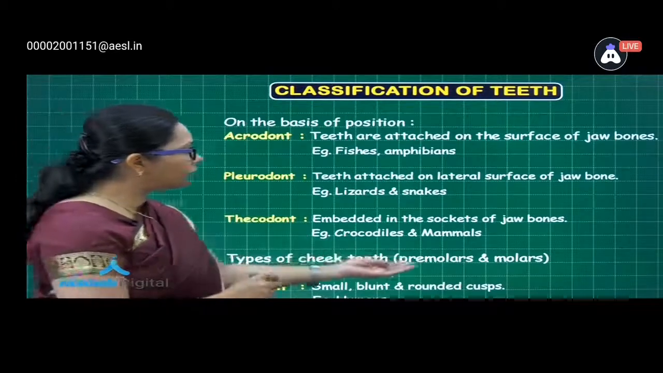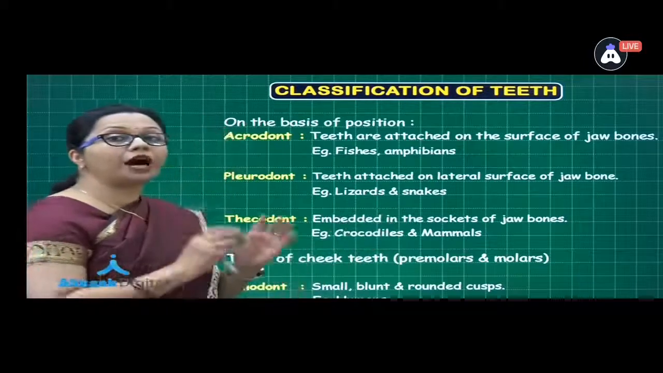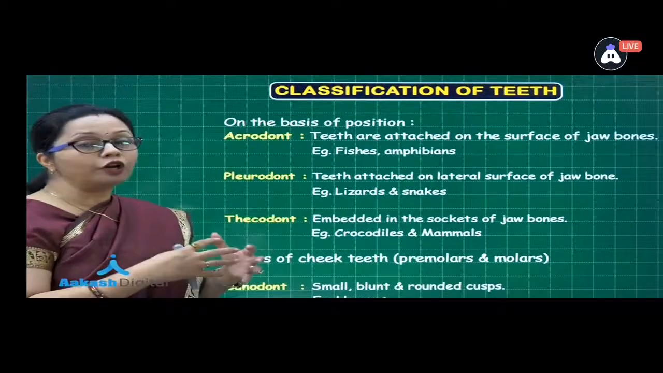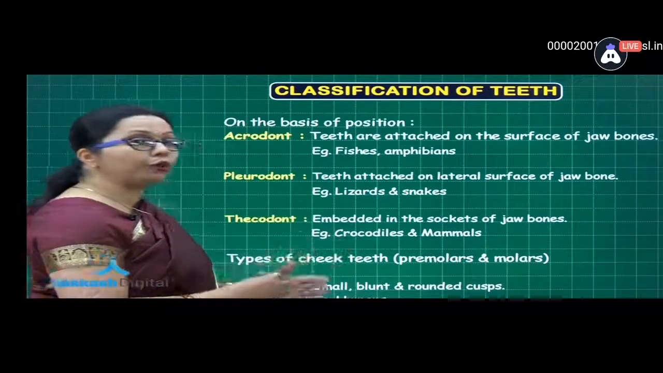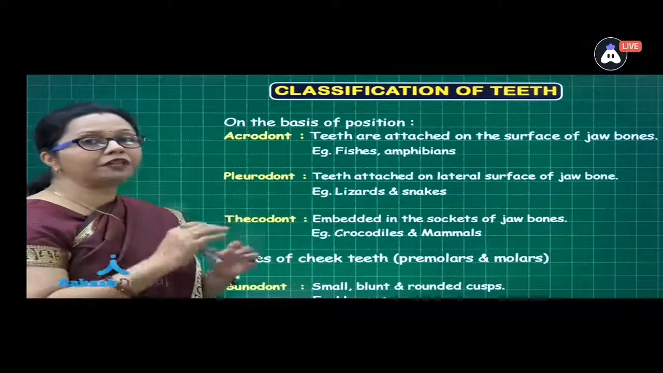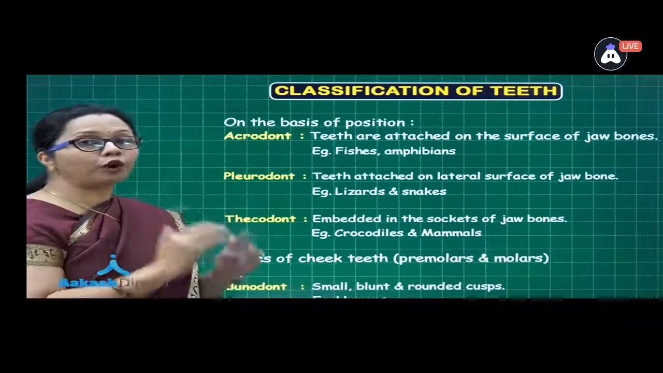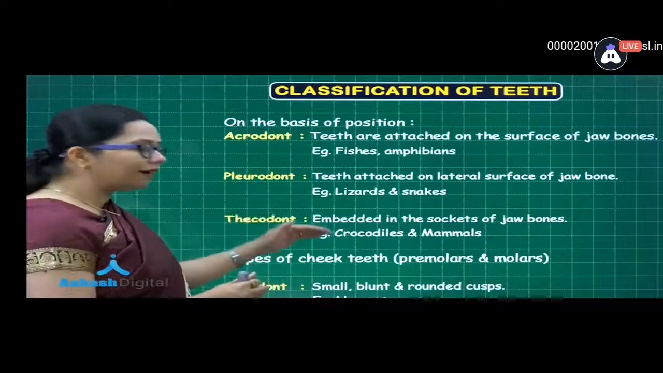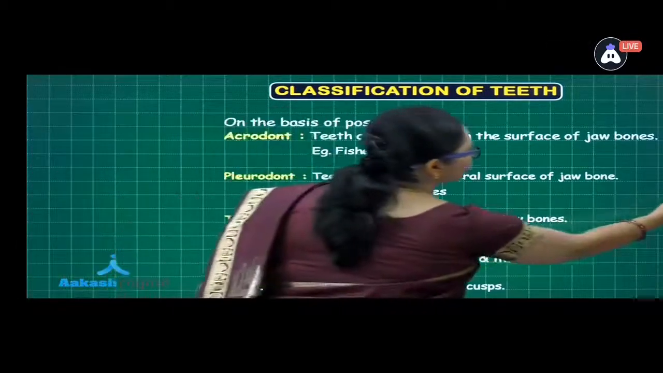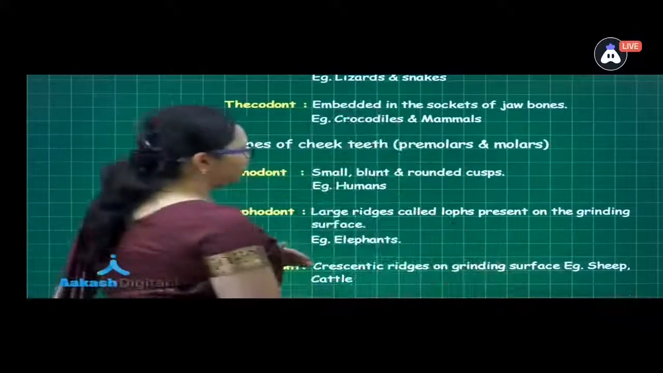Now the other classification is on the basis of the type of cheek teeth. The cheek teeth are the premolars and molars, and these two types of teeth are meant for grinding and chewing the food. For proper chewing their grinding surface has certain modifications so that proper pulverization of the food can be carried out. So their classification is also a part of the teeth classification.